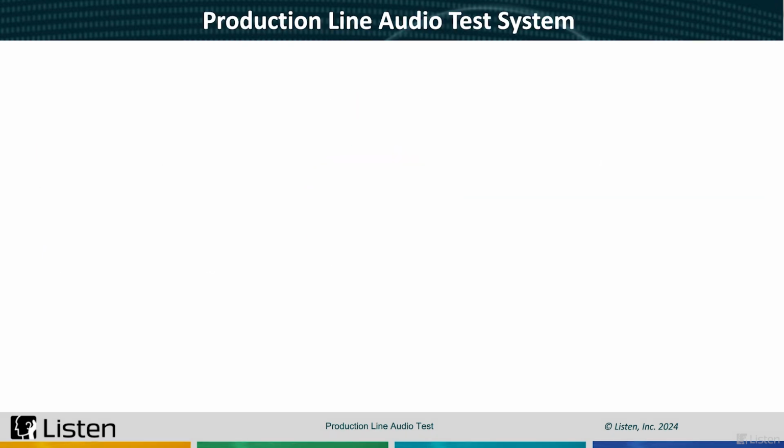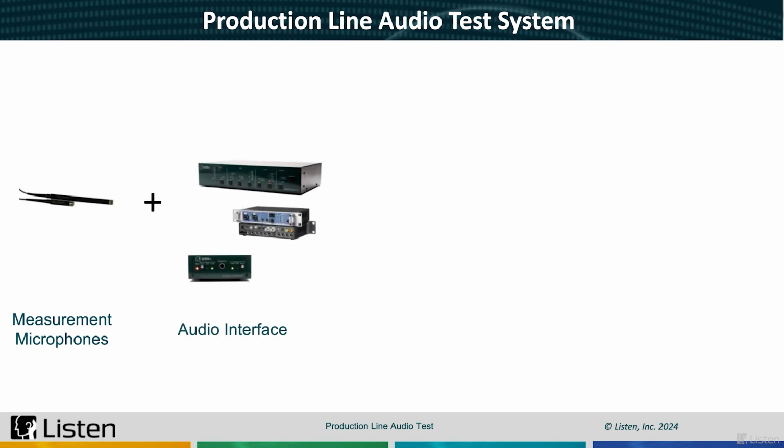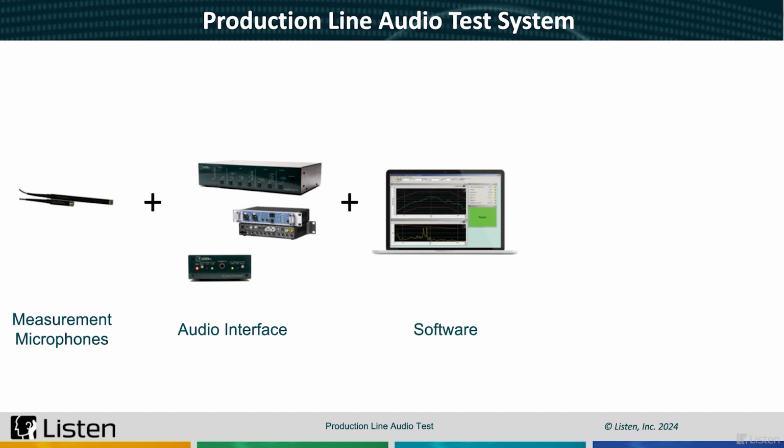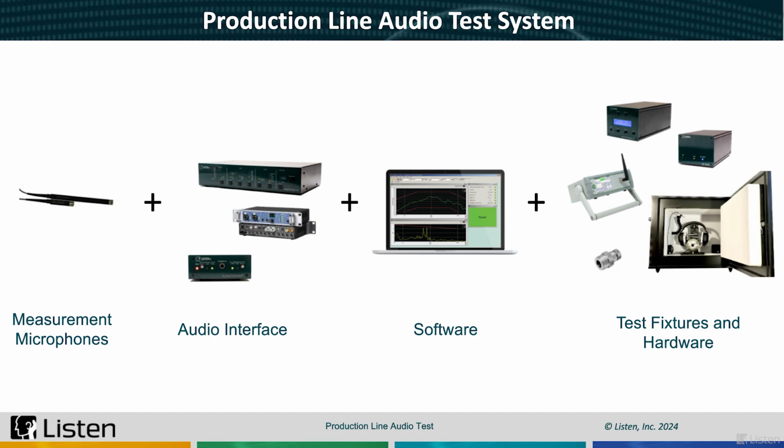A test system generally consists of both hardware and software. Measurement microphones to capture the sound, an audio interface to send and receive waveforms to and from the computer, and software to analyze the measurements. Of course, you also have additional test fixturing depending on your product. But that's so highly customized, I'm not going to spend a lot of time talking about that here.